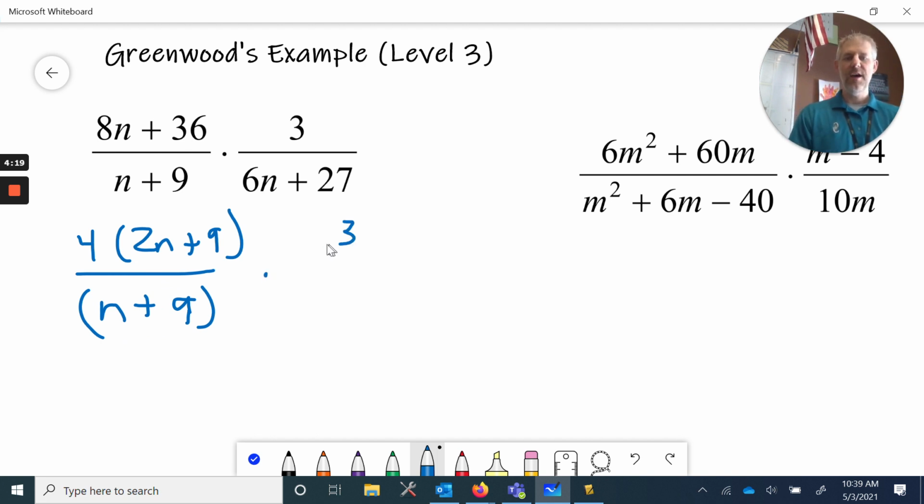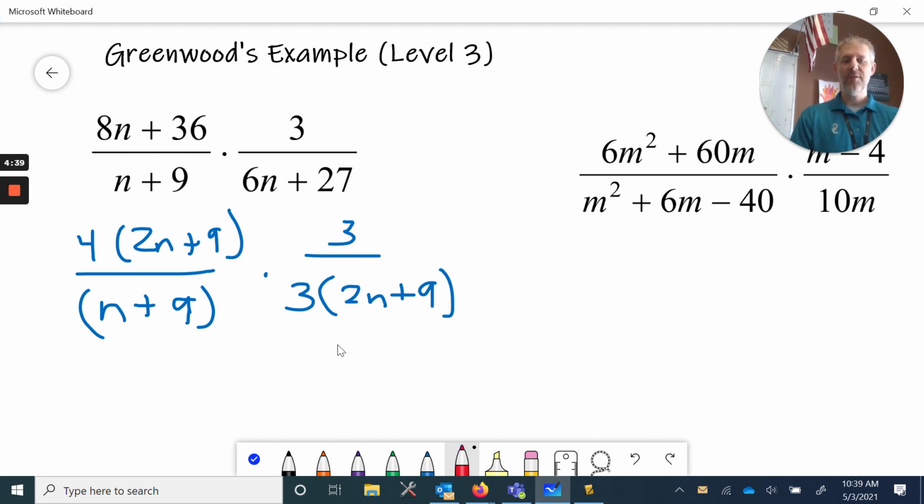My n plus 9, I had no common factor. And so now at this point, I'm looking at 2n plus 9, n plus 9. Those do not cancel because they're not identical factors. This one's got a 2 in front of the n. This one has a 1 in front of the n. So they're not exactly the same. Close, but not quite. They have to be the exact same factors or groups to cancel.